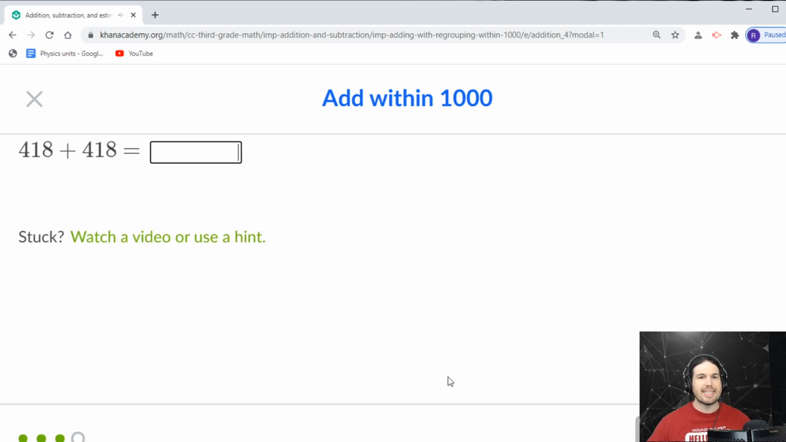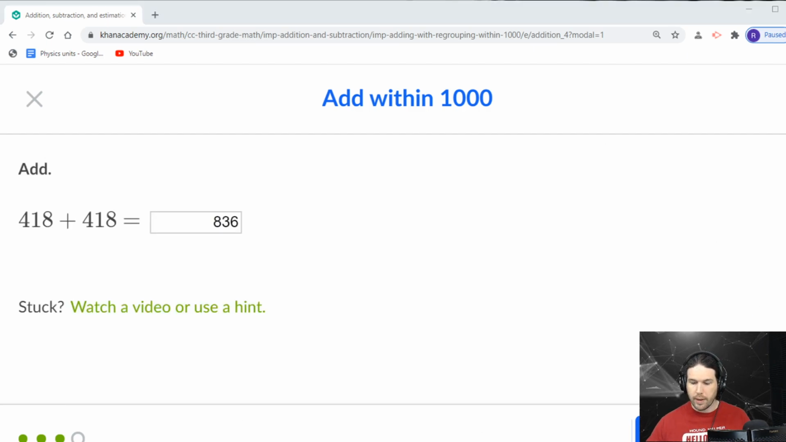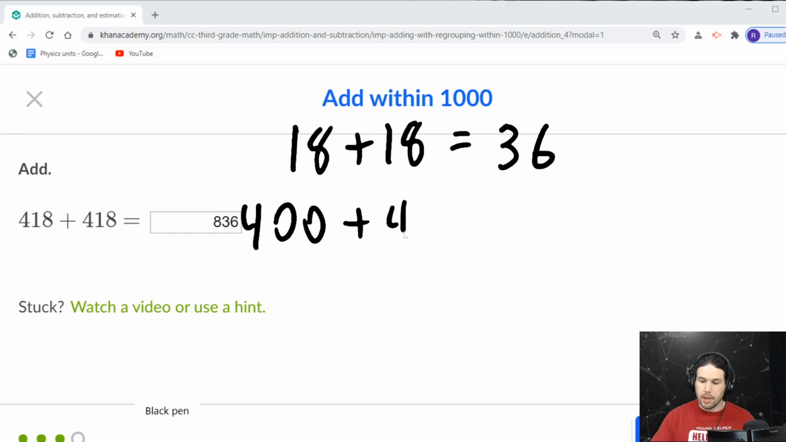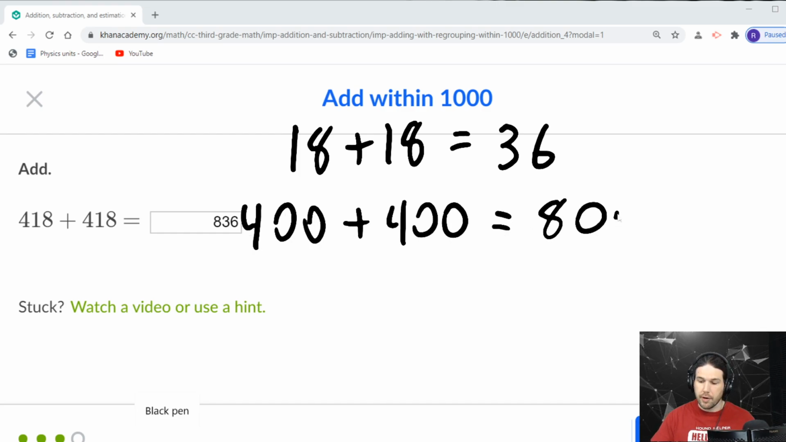418 plus 418. So in my head, what I'm doing right now is I know that 18 plus 18 is 36. And I know that 400 plus 400 is 800. So I'm actually going to write out what my brain just did automatically. Again, just as a little bit of review. So when I saw 418 plus 418, what I actually saw was 18 plus 18 is 36, and I also saw 400 plus 400 equals 800.